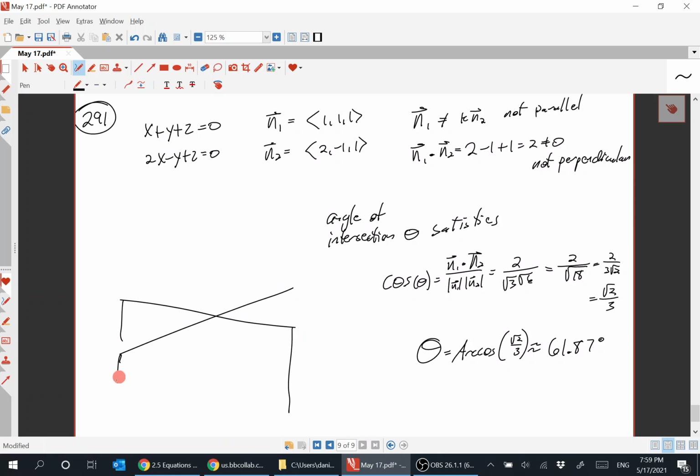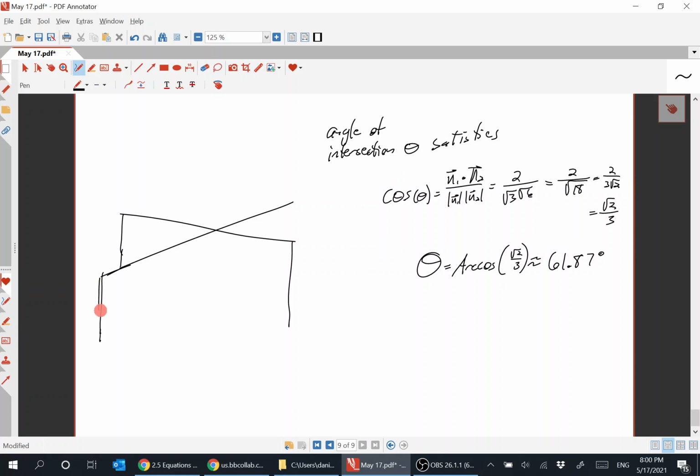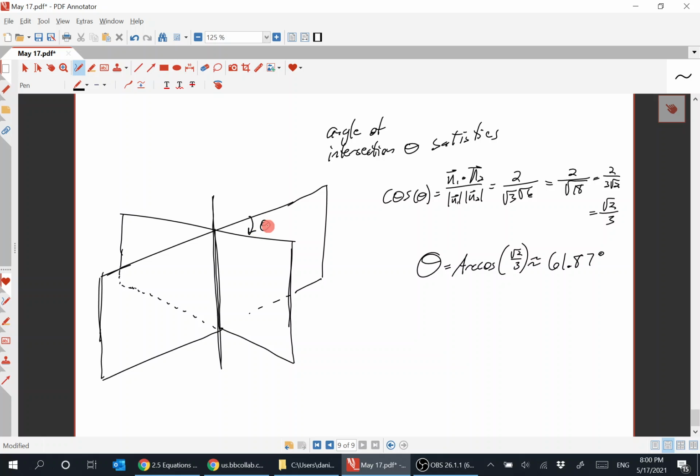You've got this plane, that plane. And the intersection of two planes is a line, obviously, if they intersect. So planes that are not parallel must intersect, and when they do intersect, they intersect in a line. So here's that line of intersection, and then this angle theta is in between them like that.